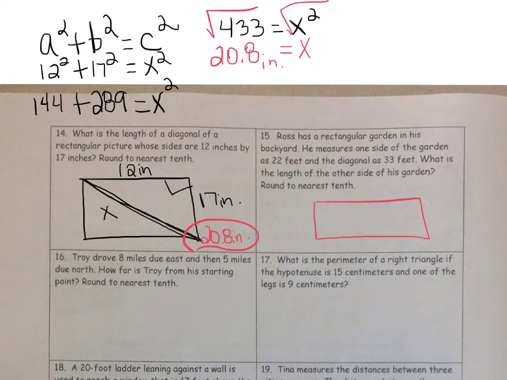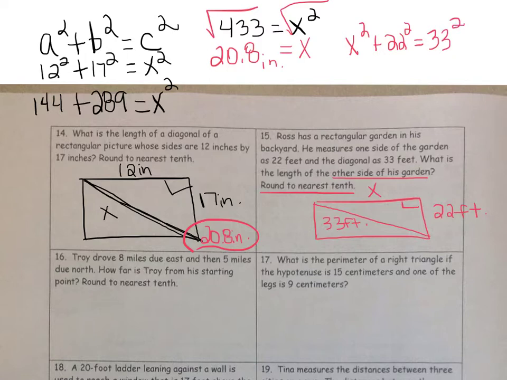One side of the garden is 22 feet. The diagonal is always the hypotenuse, so that one's 33 feet. And x is the other side of the garden that we're trying to find. So we're going to go ahead and use the Pythagorean theorem. x squared plus 22 squared equals 33 squared.